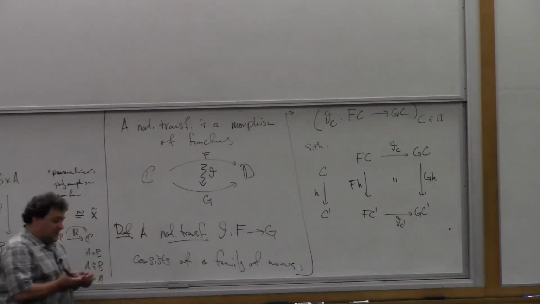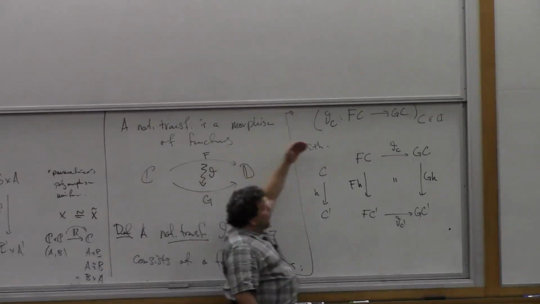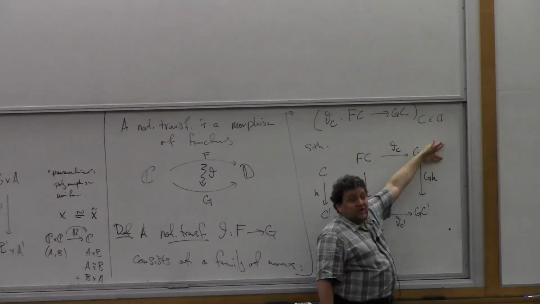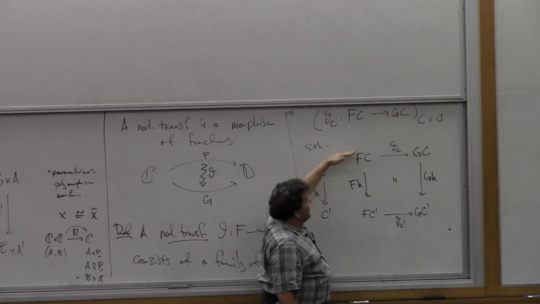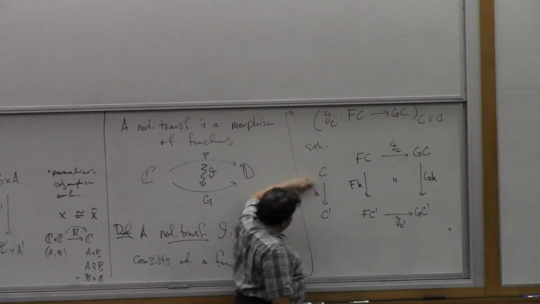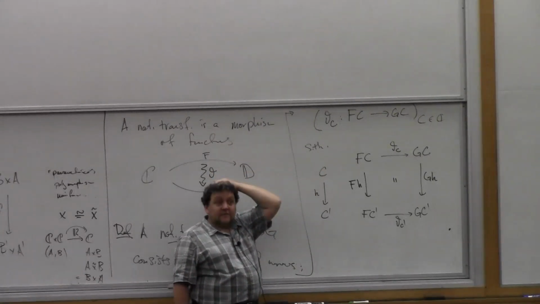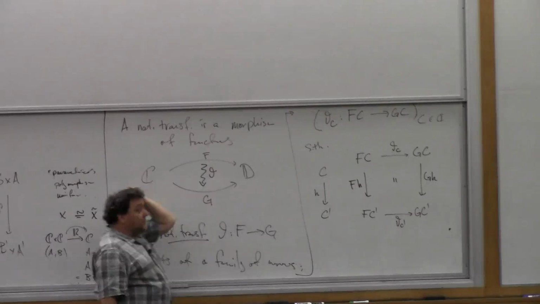So the idea is it's a way of getting from the functor F over to the functor G, which respects the action of F also on all of the arrows of C. Good? People are nodding their heads. It makes sense, I hope.